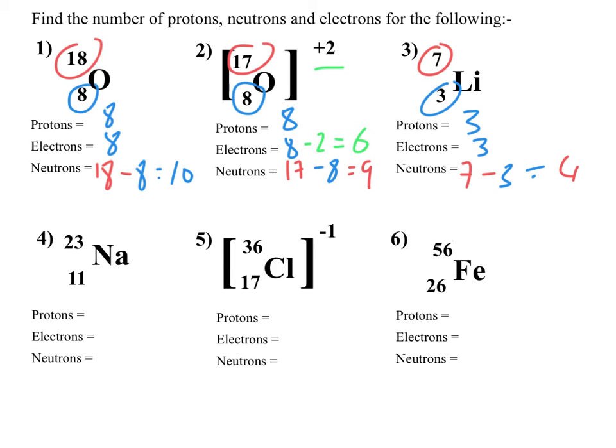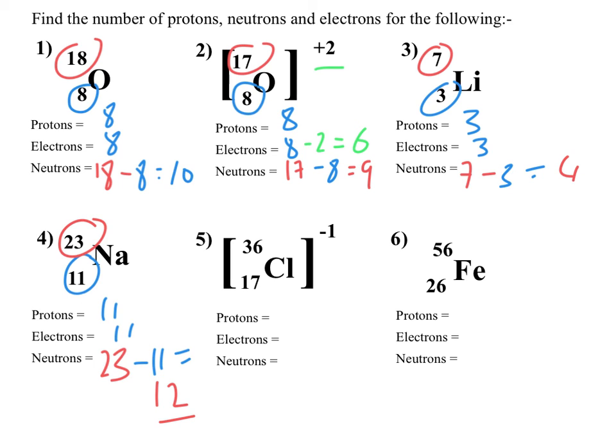Moving on to the next sheet, we're going to have protons, neutrons, electrons again. So we always start with circling out the number of protons, which is 11. Because it's an atom again, we'll have the same number of electrons, so that should be 11. And then to work out the number of neutrons, we're going to do 23 minus 11, which should give us an answer of 12. It's got 12 neutrons there.